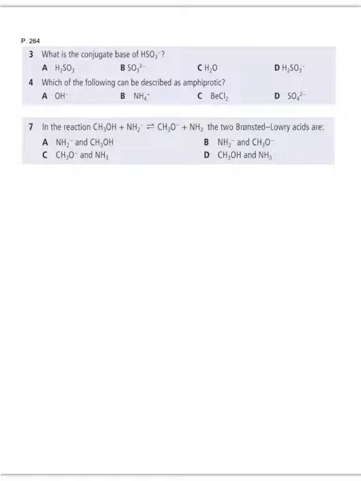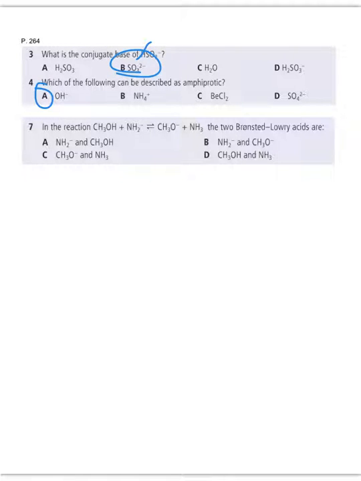Question number 3 wants to know, what is the conjugate base of HSO3? So if it's becoming a base, it was an acid, meaning it's going to donate the hydrogen. So that's going to leave SO3, but instead of just a -1, it's going to be SO3 with a -2 charge. So B would be my correct answer. On number 4, which of the following can be described as amphiprotic? OH minus could gain a hydrogen and become H2O, or it can lose a hydrogen and become just oxygen with a -2 charge. So that's amphiprotic.